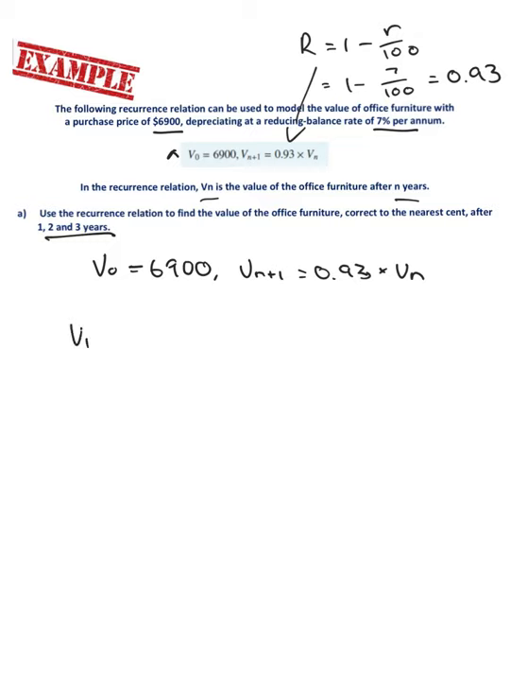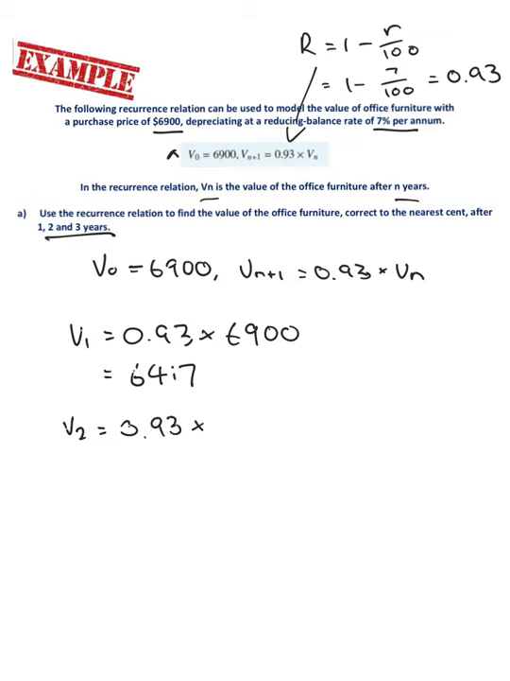V1 is going to be equal to 0.93, this is our rule, times Vn. In this case, Vn is our previous term, which was 6,900, our initial investment. So 0.93 times 6,900 is 6,417.